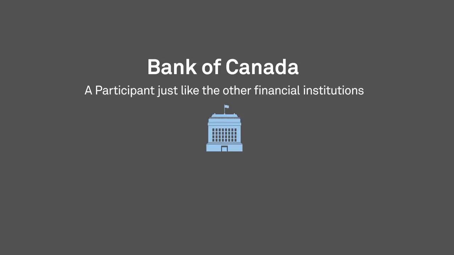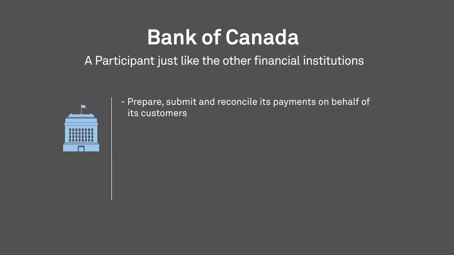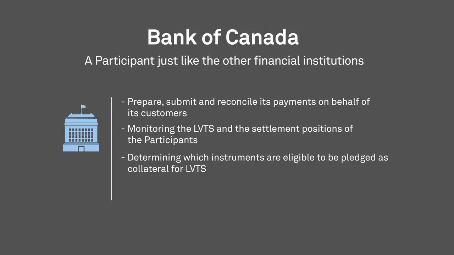The third key player in LVTS is the Bank of Canada, which plays a number of important roles. From an operational perspective, the bank is a participant, just like the other financial institutions taking part in LVTS. It must prepare, submit, and reconcile its payments on behalf of its customers, such as the Government of Canada and other central banks, in the same manner as any other FI. The Bank of Canada is also responsible for monitoring settlement positions of the participants, as well as determining which instruments are eligible to be pledged as collateral for LVTS.